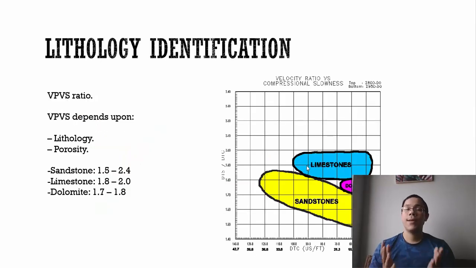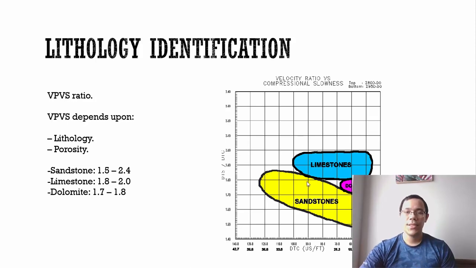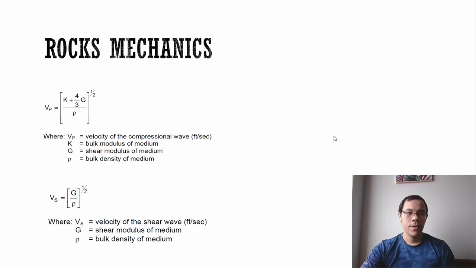Now, this is why it is important to have a velocity for the P wave and the S wave, because with that ratio you can determine lithology. In this graph, you will use as an input that ratio and the compressional slowness, and you have a better idea of the type of lithology. This is how it is calculated. Remember that shear waves do not travel in liquids because G is 0.